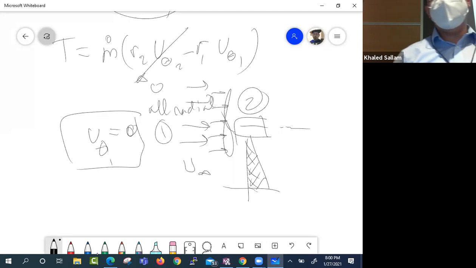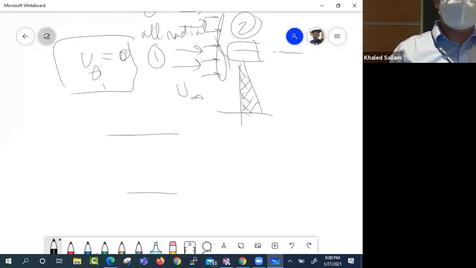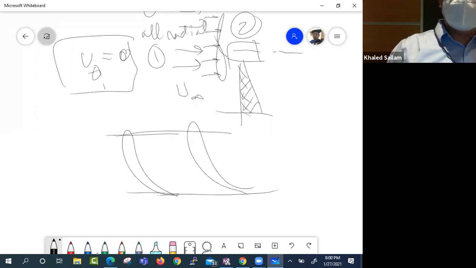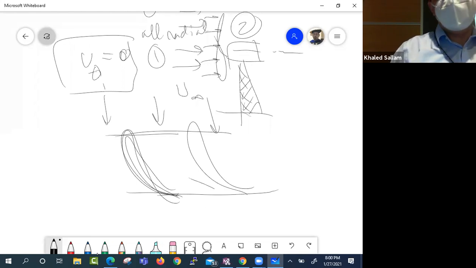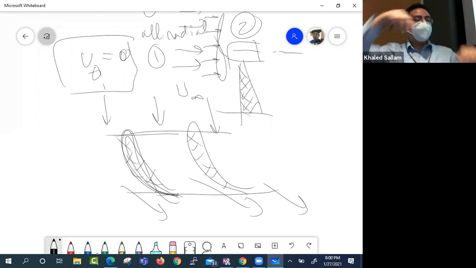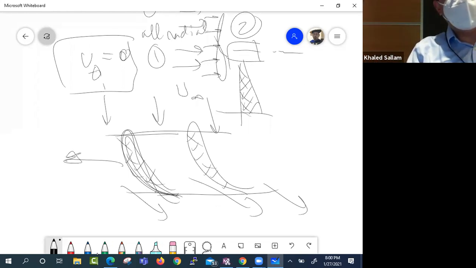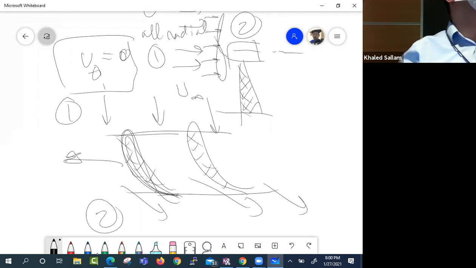So what I'm trying to say is that if you have a rotor like this, this is hard to imagine, but if the wind is coming in that direction and leaving in that direction from the plate, so it's coming all axial. This is the cross section, like looking from the top. What will happen? The plate will move this way. So here is 1 and here is 2. And v theta 1 is 0, but v theta 2 is not 0.